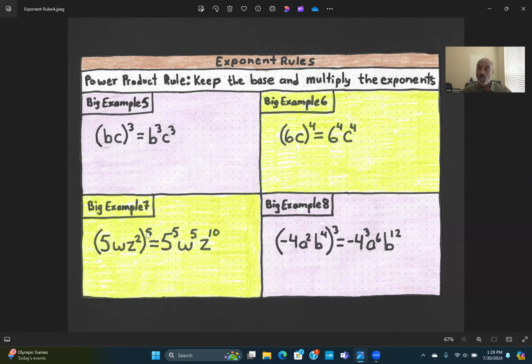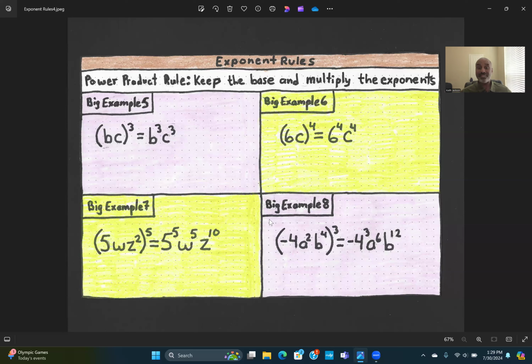What are we going to do? Well, we're going to distribute that fifth power inside the parentheses, just like we did with big example 5 and big example 6. And so now we have right here 5 raised to the fifth power, w raised to the fifth power, and remember, we're going to multiply the exponents in this case. So we have z raised to the second power, and we're going to multiply that by 5 right here. And so now we have z raised to the 10th power. All right, so we're staying true to the rule of the power product rule.